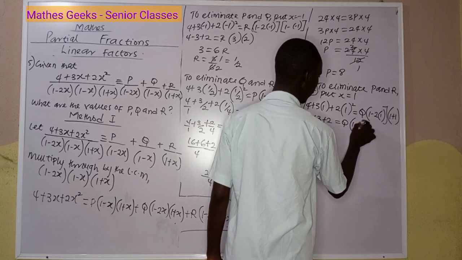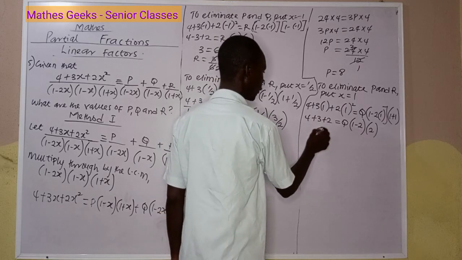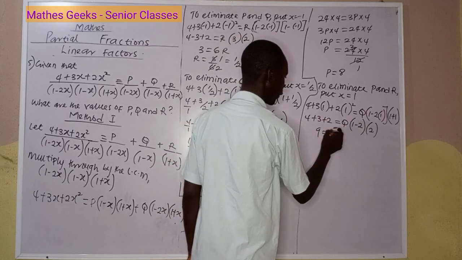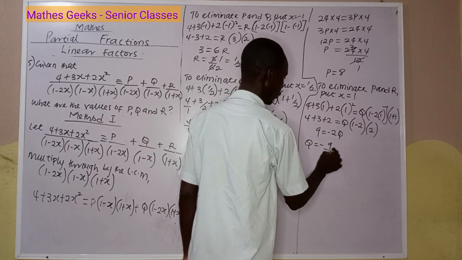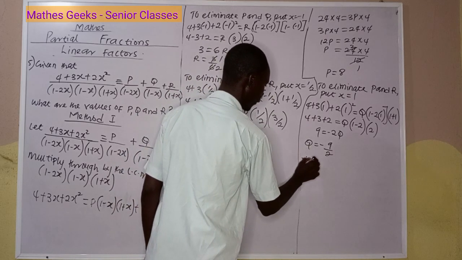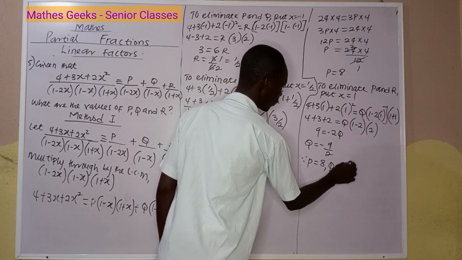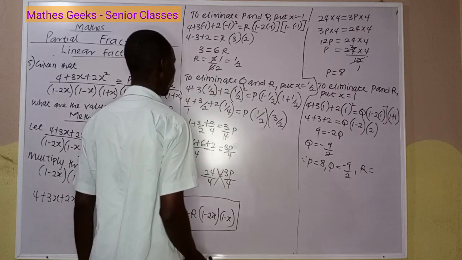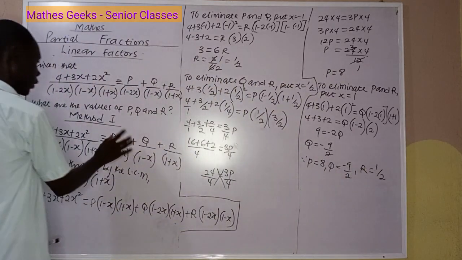So 4 plus 3 plus 1 times 1 is 1 plus 2 equals to q over 1 minus 2 times 1 gives us 1 minus 2. 1 plus 1 is 2. So 4 plus 3 is 7 plus 2, 9 is equals to q. 1 minus 2 is minus 1. Minus 1 times 2 gives us minus 2q. And q is equals to minus 9 over 2. So therefore P is equals to 8, Q is equals to minus 9 over 2, and R is equals to 1 over 2. Now, we're going to put this in this expression.